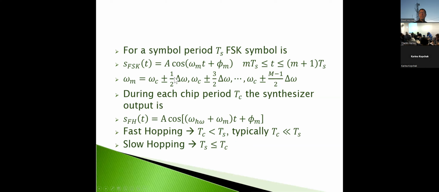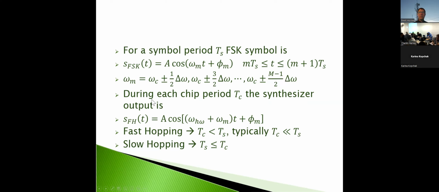And this omega m depends on whether we're binary or 4 or 8 or 16. So we would have different frequencies that this omega can take on. This might be plus or minus 1/2 delta W about an average center frequency, where omega C is our average center frequency. But if M is larger than 2, then we could have more factors here.